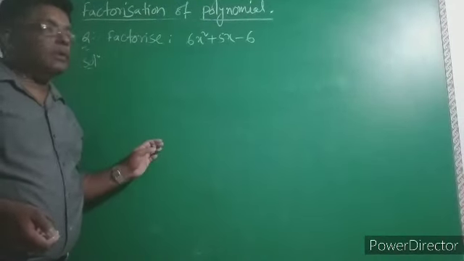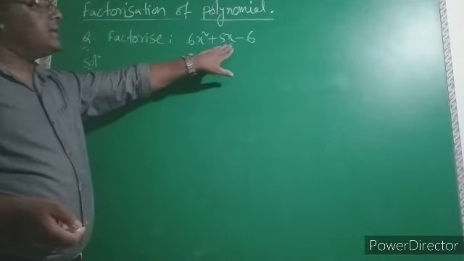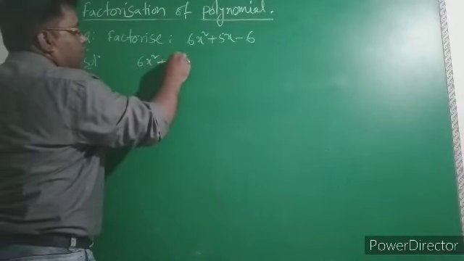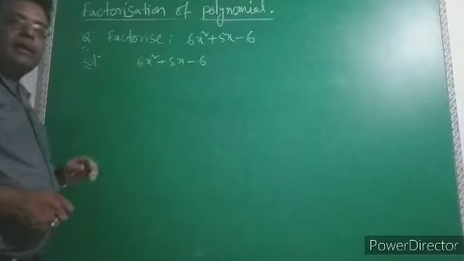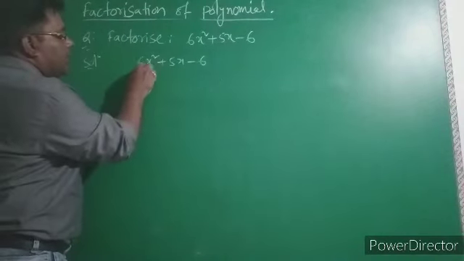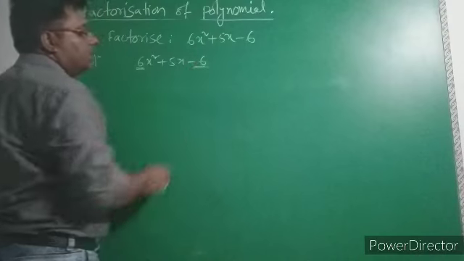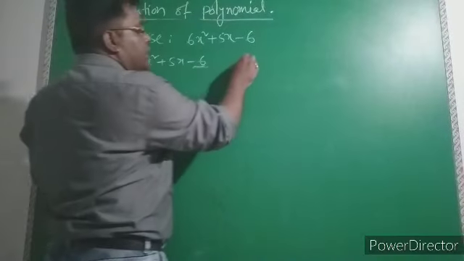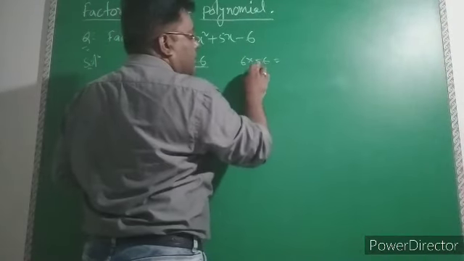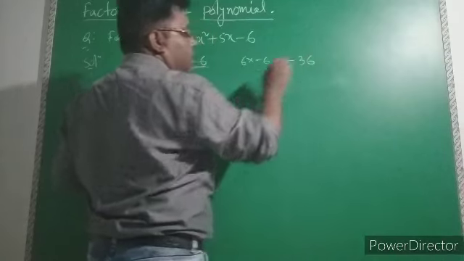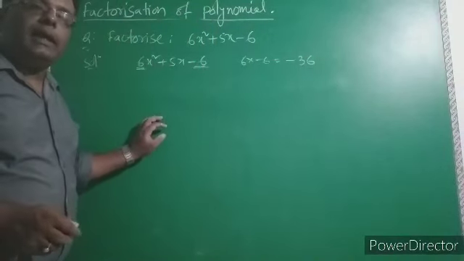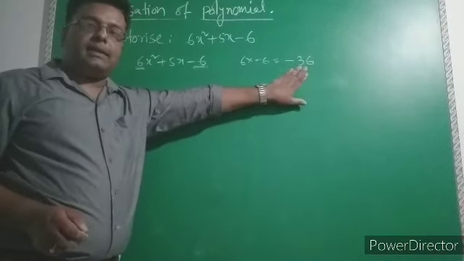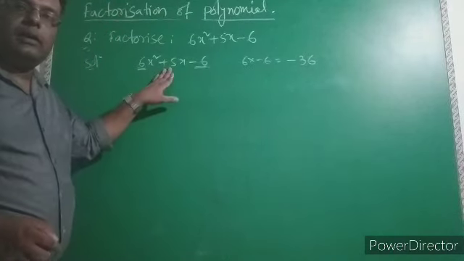Take this next example. It's 6x square plus 5x minus 6. Now first we have to find the product of the coefficient of x square and the constant term. So 6 into minus 6 becomes minus 36. Now we have to find any two integers whose product is minus 36 but the sum is plus 5.